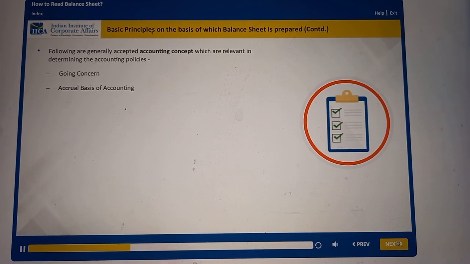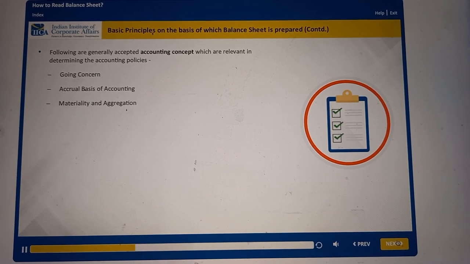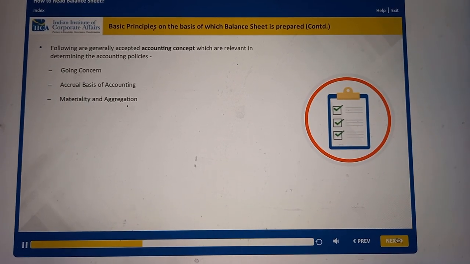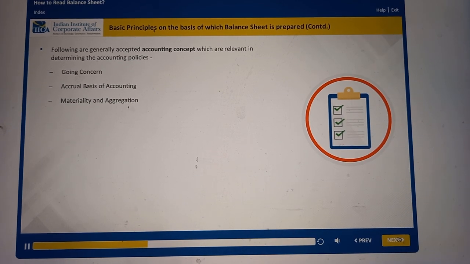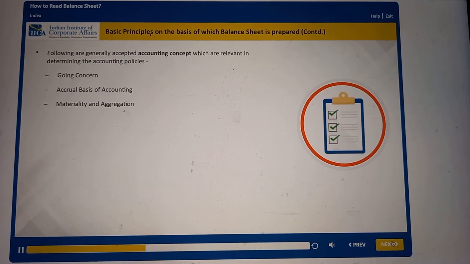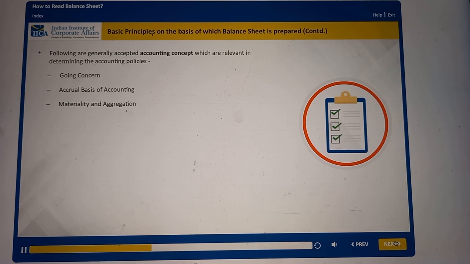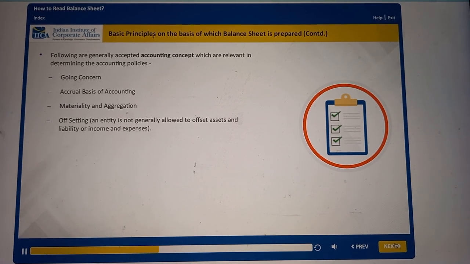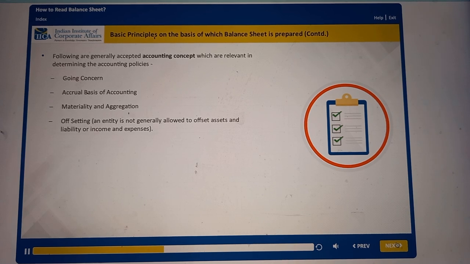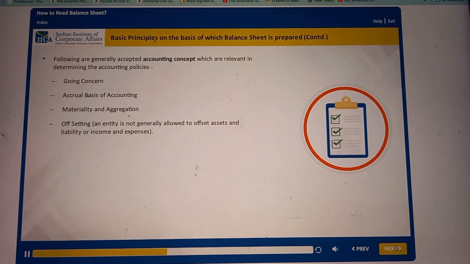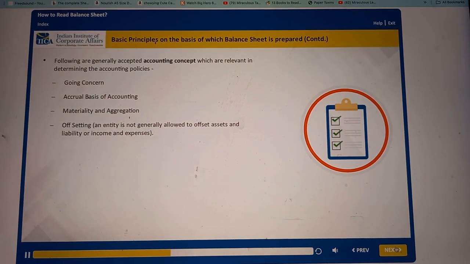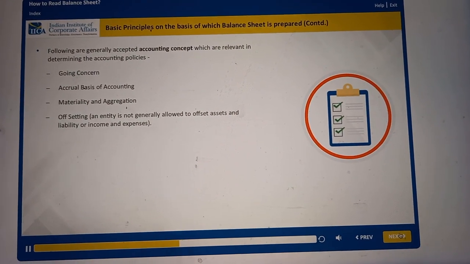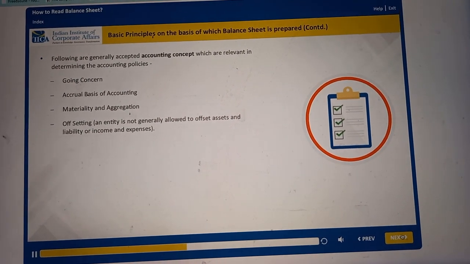Then, friends, materiality is another important accounting concept because all the transactions are to be grouped and presented in the balance sheet, considering the materiality and aggregation principles. Then, friends, offsetting. Offsetting means an entity is not generally allowed to offset assets and liabilities or income and expenditure. If the company has earned interest on a fixed deposit, the same is an income and is required to be shown under the head other income.